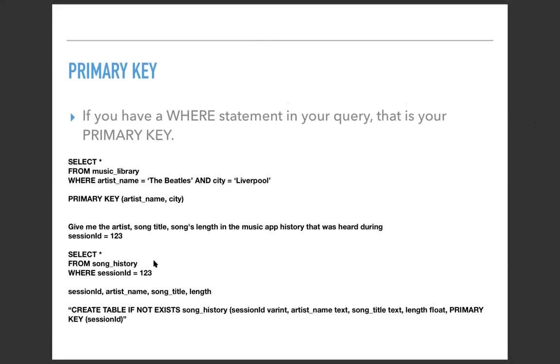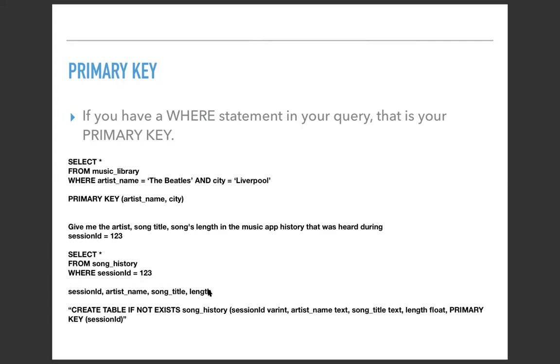All right, so for example, right here, I have another one that says, give me the artist, song title, song's length in the music app history that was heard during session ID equals 1, 2, 3. And this is the query that I want to answer. So I'm going to start by writing the SQL query. I'm going to select everything from song history. You can name your tables as you wish. And I want my data partitioned by the session ID. So where session ID equals 1, 2, 3.